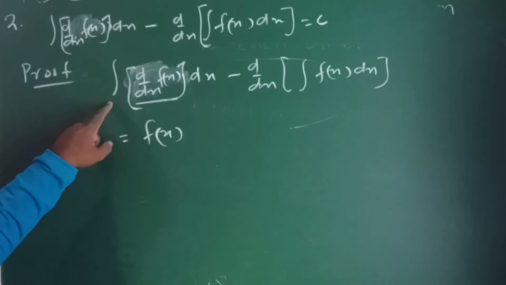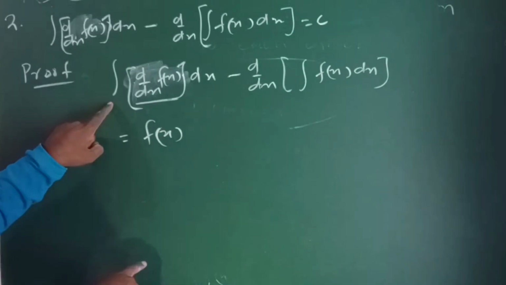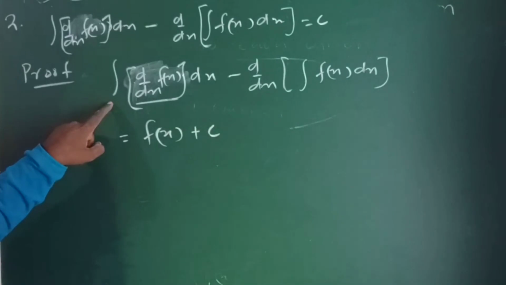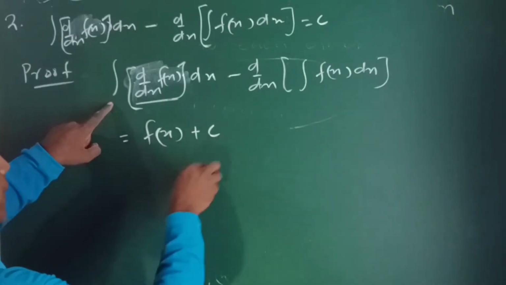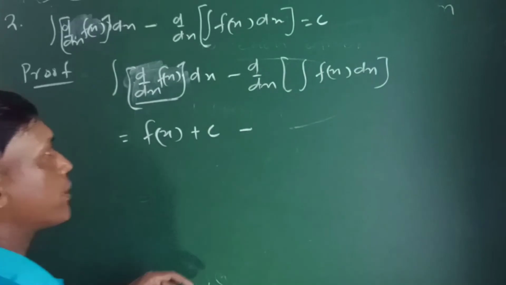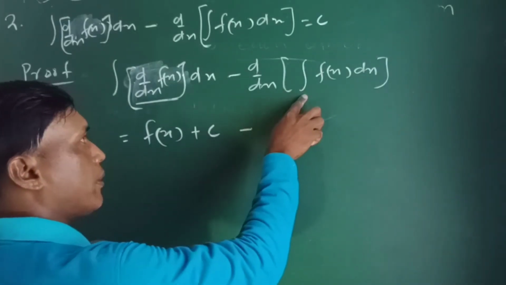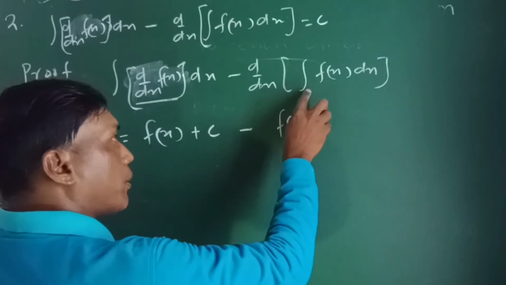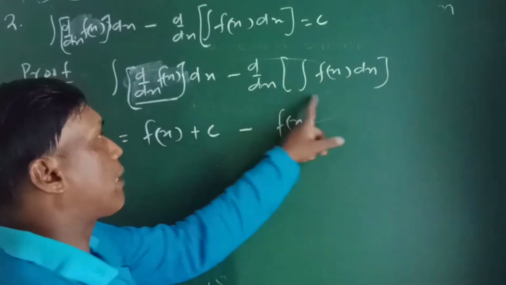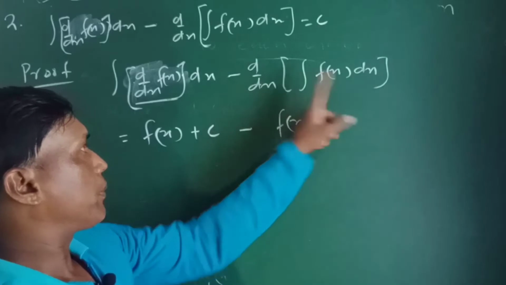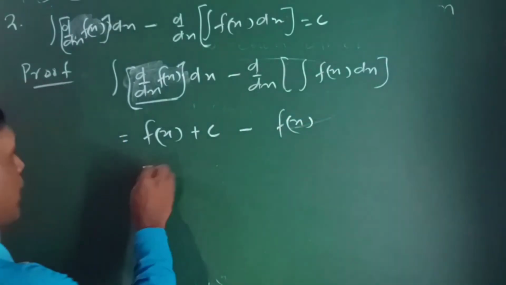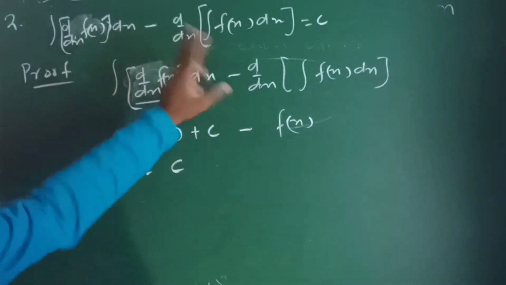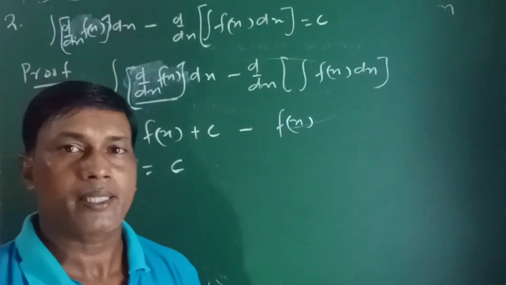But as there is integration here, there must be a constant of integration. Look at what happens: the derivative of an integration is the function, but when you are integrating there must be a constant, and the derivative of the constant is 0. So now this is c. These two quantities differ by a constant c.